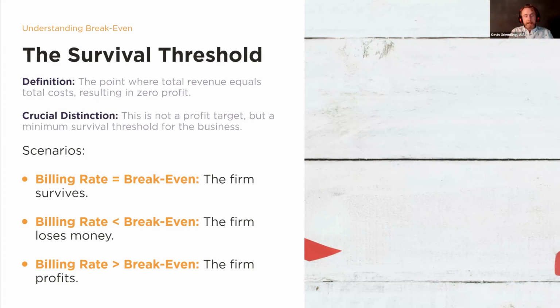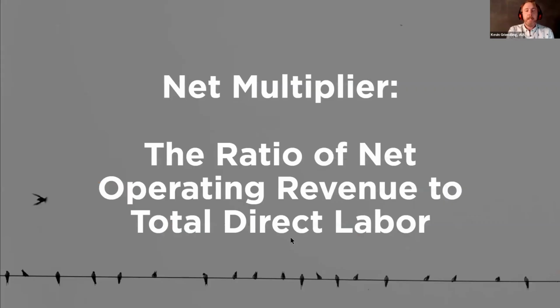If your billing rate is less than your break-even, the firm is going to lose money. That means if you have a multi-person firm, you may pay all of your employees, but the person who owns the firm is actually losing money. So that comes out of their salary, essentially. And if the billing rate is greater than the break-even, then the firm profits. Of course, the thing I said about salary depends on how you set up your firm structure, but that's a conversation for another day. Let's go on to some more.